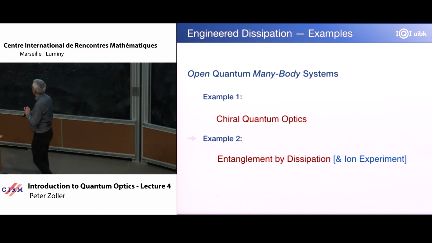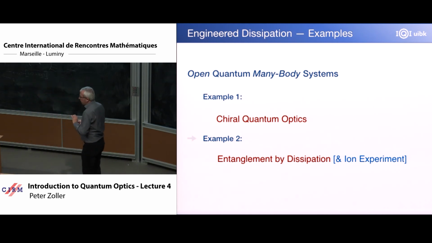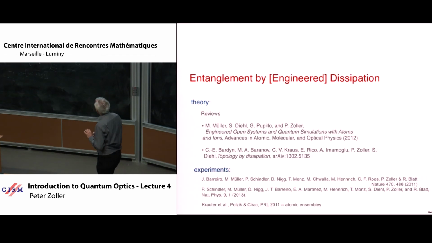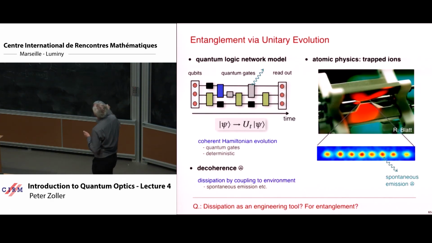Let me try to tell you what the basic ideas were behind it. Let me start out with a slide that I've shown several times, these are the references over here. You can see that I've added only one small feature to this: imagine that these ions are undergoing spontaneous emission, and this, of course, leads to decoherence, and we would say that this is very bad.